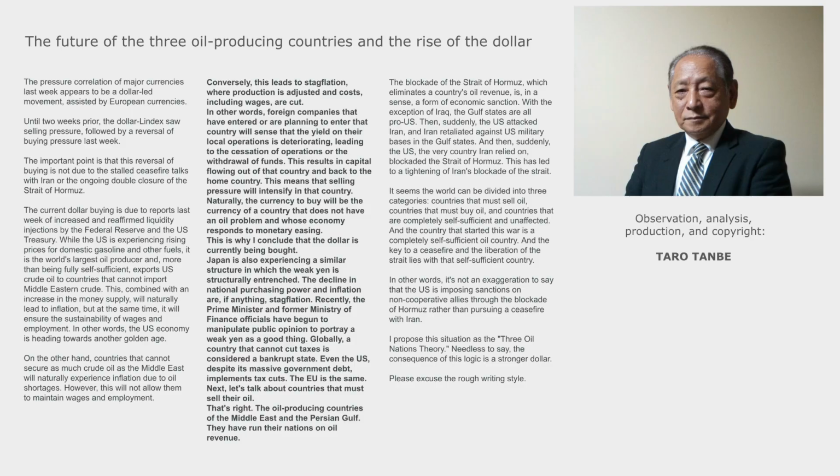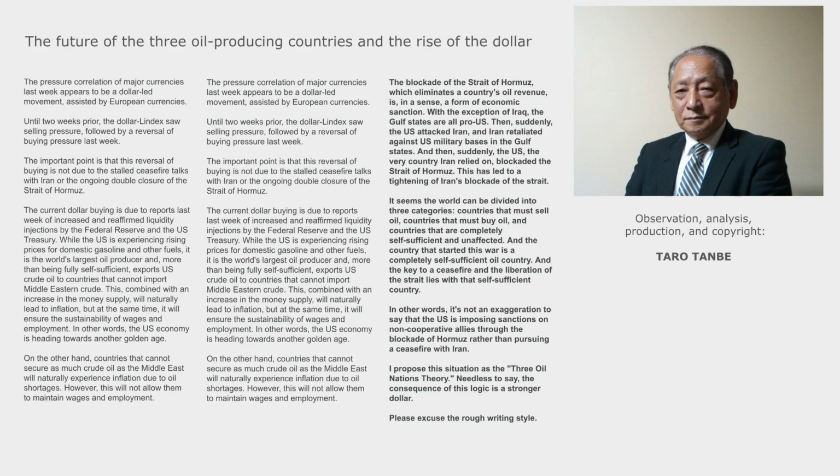Next, let's talk about countries that must sell their oil. That's right, the oil-producing countries of the Middle East and the Persian Gulf. They have run their nations on oil revenue. The blockade of the Strait of Hormuz, which eliminates a country's oil revenue, is, in a sense, a form of economic sanction. With the exception of Iraq, the Gulf states are all pro-US. Then, suddenly, the US attacked Iran, and Iran retaliated against US military bases in the Gulf states. And then, suddenly, the US, the very country Iran relied on, blockaded the Strait of Hormuz. This has led to a tightening of Iran's blockade of the strait.